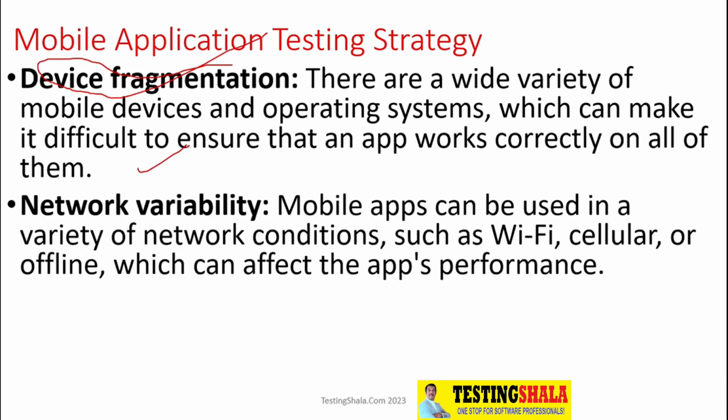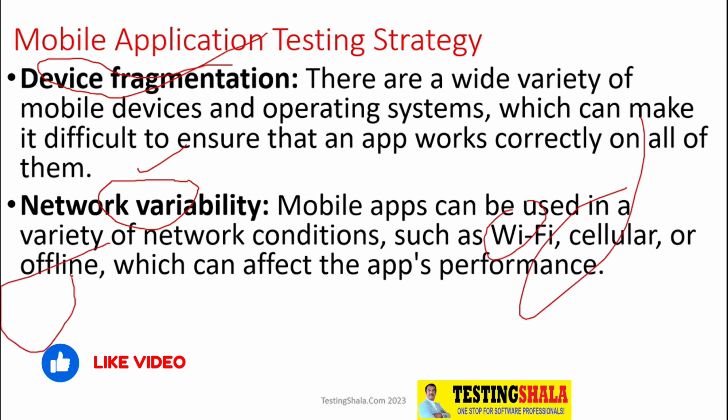The next challenge is network variability. We have 2G, 3G, 4G, and these days 5G as well, and we have Wi-Fi, cellular network, and offline mode. We should operate our mobile apps considering these various network conditions. That guarantees that the app does not fail even if there are network issues, or that it throws the right error messages when there is a network issue.